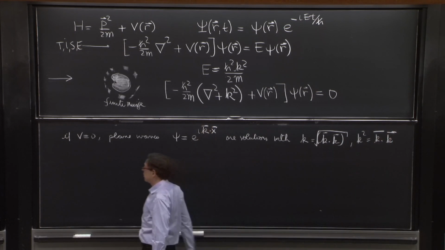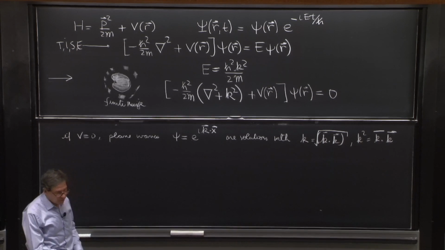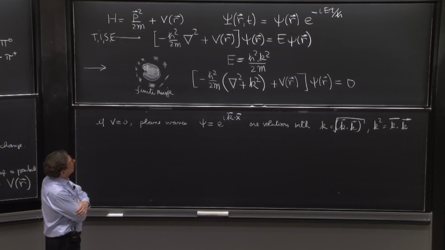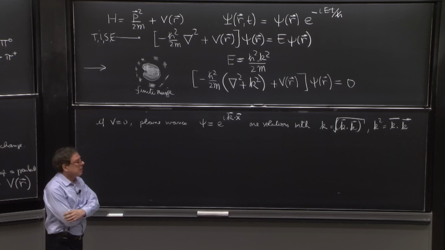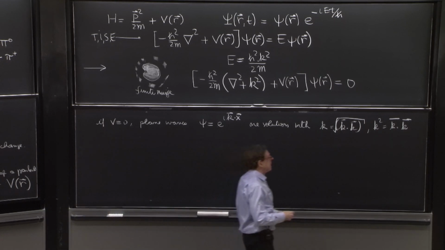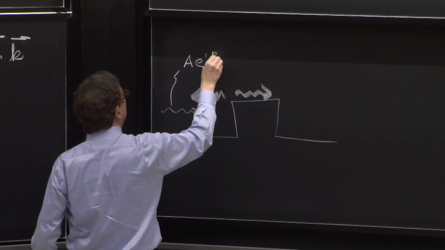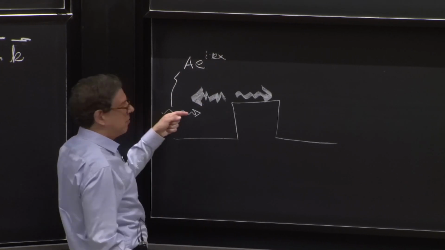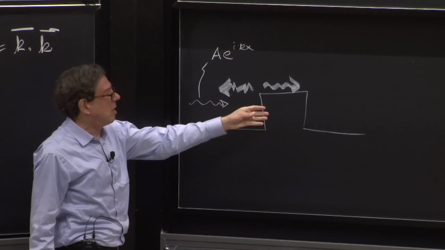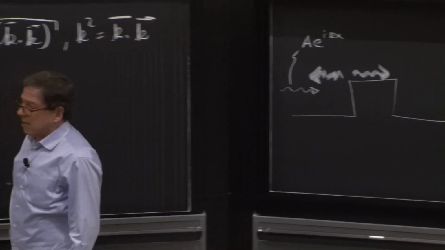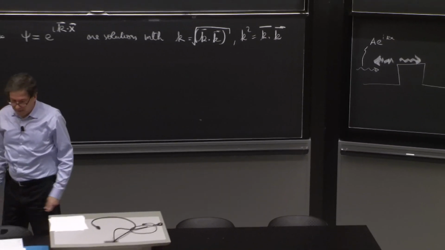Plane waves are always solutions of these equations. So if plane waves are solutions of this equation for V equal to 0, this is the same thing as saying here that A e to the i k x is a solution of this equation as long as you don't hit the potential. So here we're going to do something quite similar.